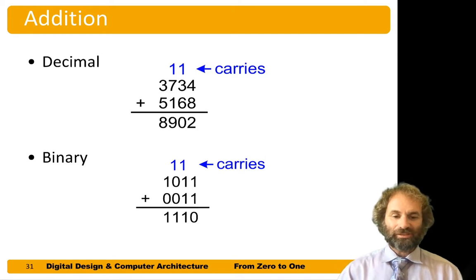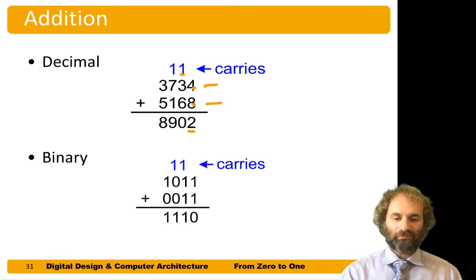So to think about addition, let's again start with addition in our familiar decimal number system. Imagine we wanted to add 3,734 plus 5,168. Just like we learned in elementary school, we would do 4 plus 8 makes 12. You can't write 12 as a single digit, so instead we write a 2, and we carry a 1 to the next column that has 10 times the weight.